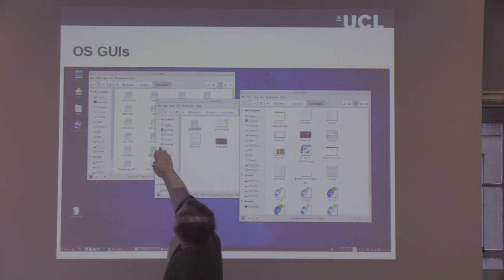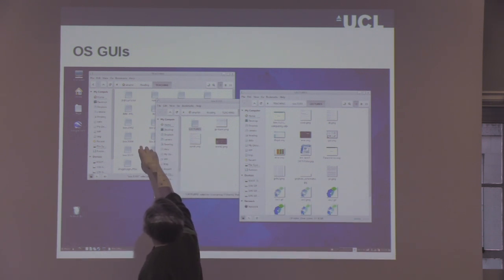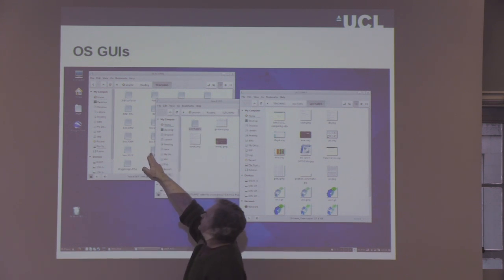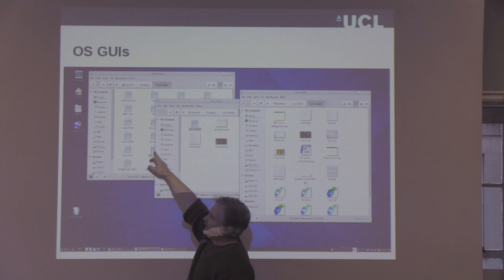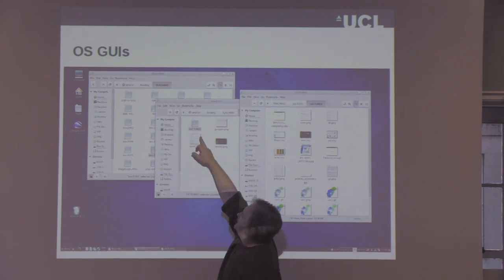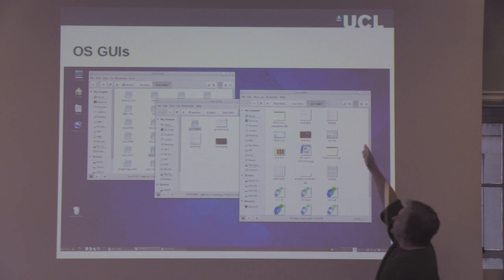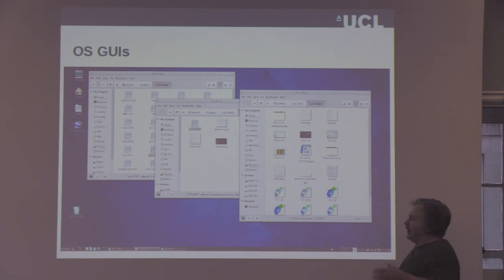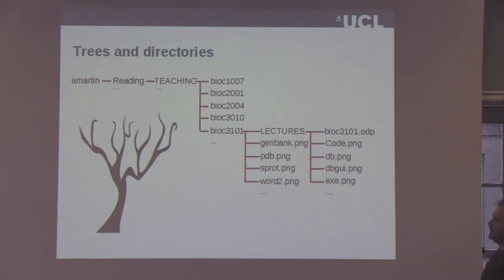So here I've opened one of those. I've then clicked on BIOC3301, which was here, double-clicked that. It opened up another one. It's got a thing called lectures in it. I double click on that and it opens up this. So obviously you've got some sort of hierarchy there, and you can think of that as being like a tree.